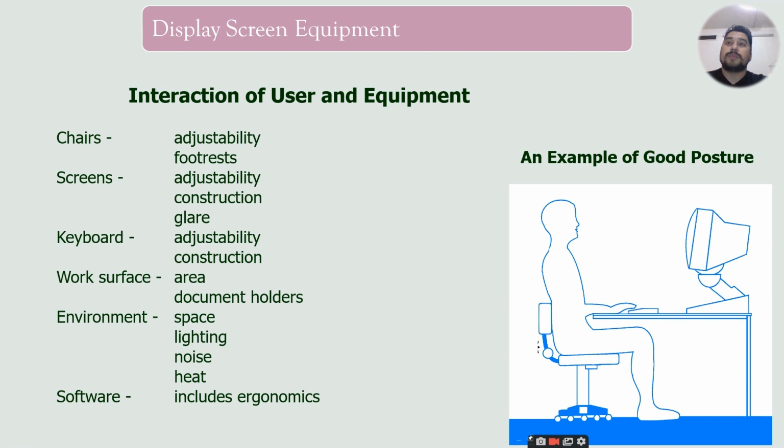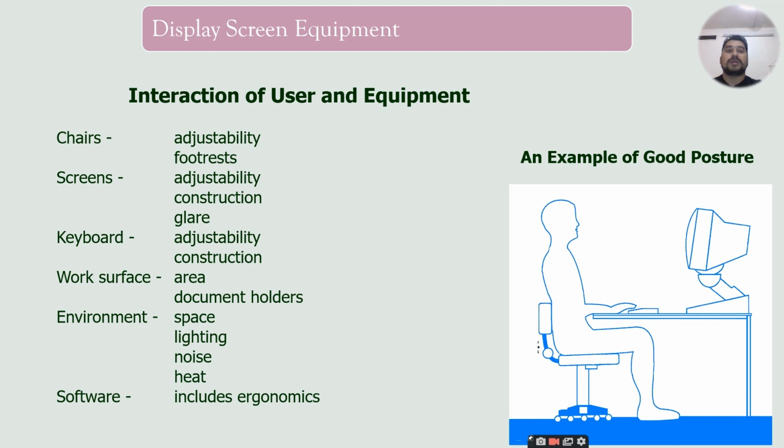Interaction of user and equipment. Chairs should be adjustable, and a footrest should be there as per the height of the people. After that, screens: adjustability, concentration and construction, and glare need to be checked for the screen. Keyboard should be adjustable, construction also. These are the things that need to be checked. Work surface area, document holders to keep the documents beside the people. They don't have to frequently sit down, and they need to change their movements frequently.